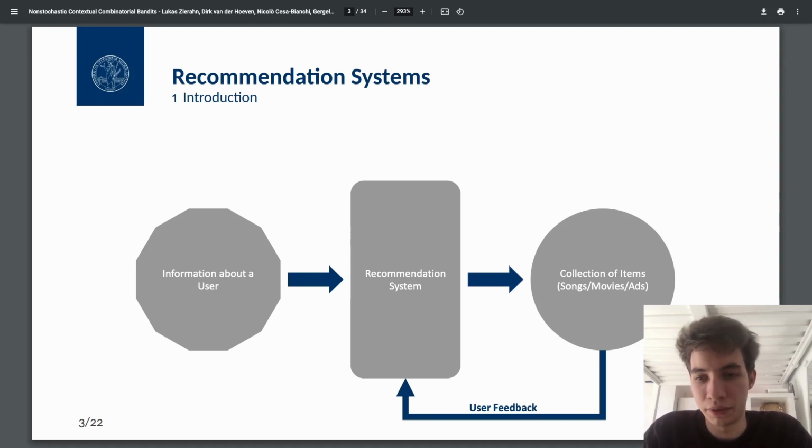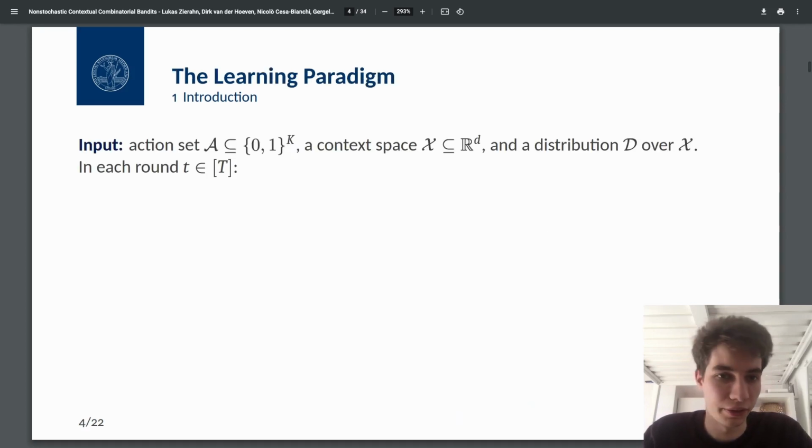If you're Netflix, you might want to recommend not one movie, but multiple movies at a time. And then if you have ads on your website, there might be more than one ad at a given time, and then you have a collection of ads you're trying to recommend. You then incorporate some user feedback into your recommendation system, and this is basically the setup you have. We can formalize this idea in the following slide.